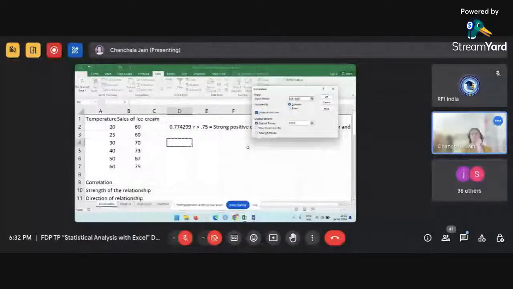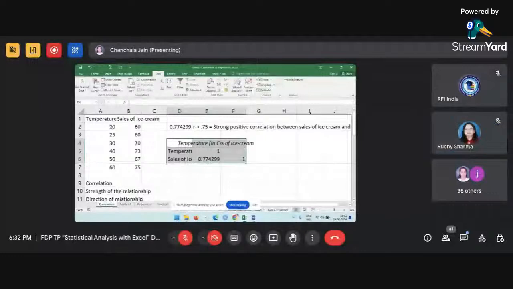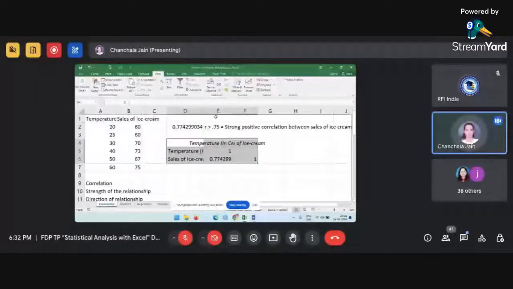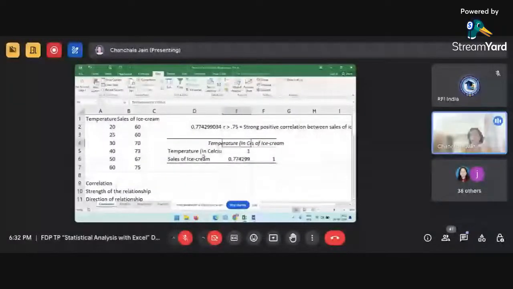Yes, ma'am. Okay. So now you can see you are getting a table which is telling you about the correlation between the two variables, right? So you can find in the same variable, it is quite obvious the correlation value will be 1. Sales of ice cream and sales of ice cream, we are getting 1. But sales of ice cream and temperature, we are getting the same value which we are getting here, right? So that way, these are the two ways of getting the value of correlation. Fine?